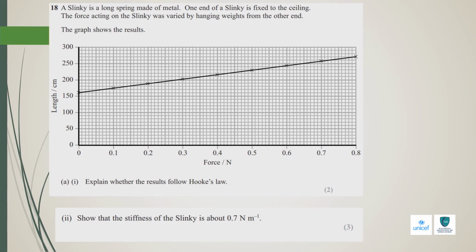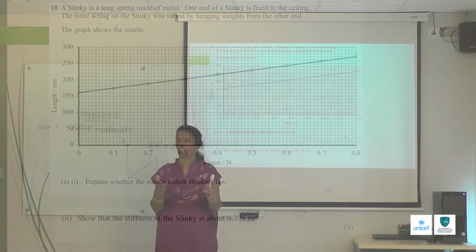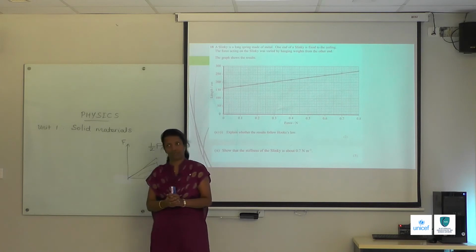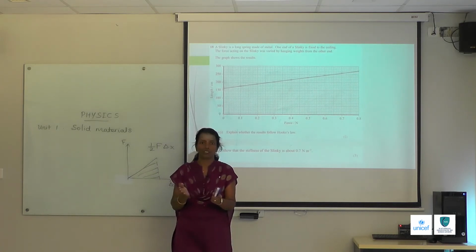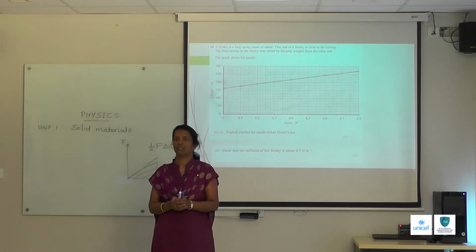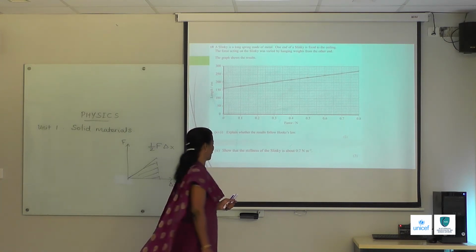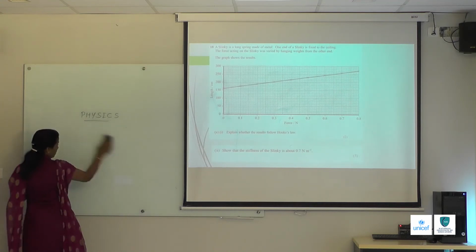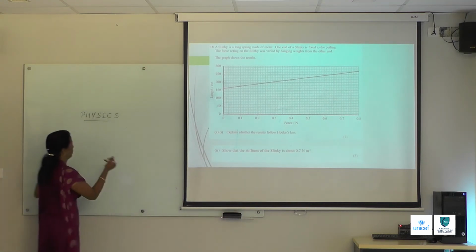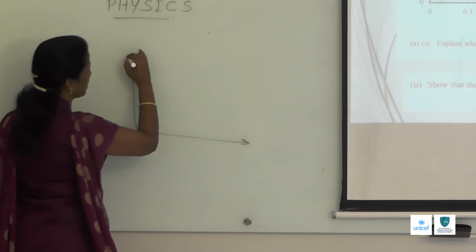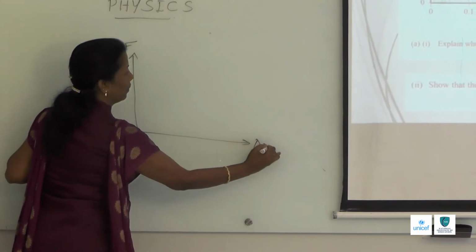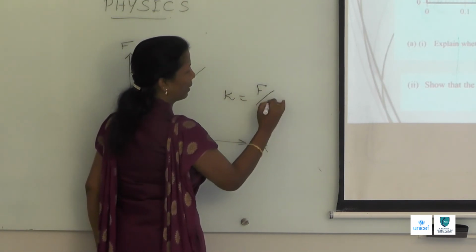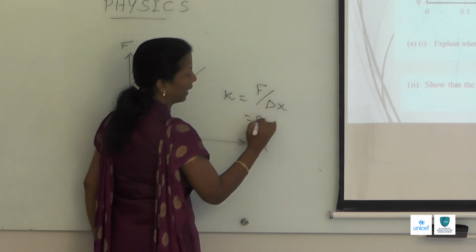As I told you in my session, force against extension is a perfect straight line passing through the origin, and the gradient of the graph is stiffness. If the axes are reversed, how do I get the stiffness? It is the reciprocal of the gradient. That you need to be very, very clear. If you could draw a graph of force against extension, the stiffness constant is F divided by delta x. It is directly the gradient of the graph.